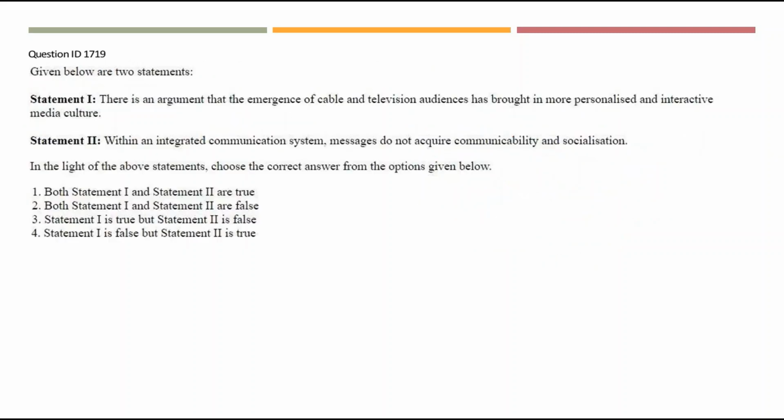Next question, given below are two statements. There is an argument that the emergence of cable and television audiences has brought in a more personalized and interactive media culture. Yes, this is actually true because TV serves as the primary source of information, entertainment as well as education.